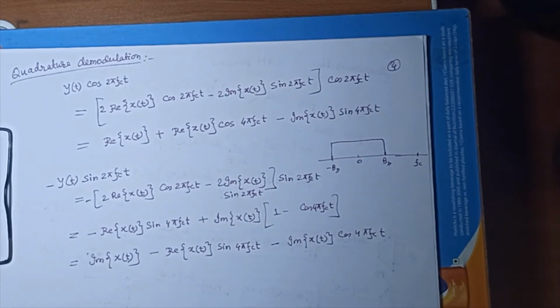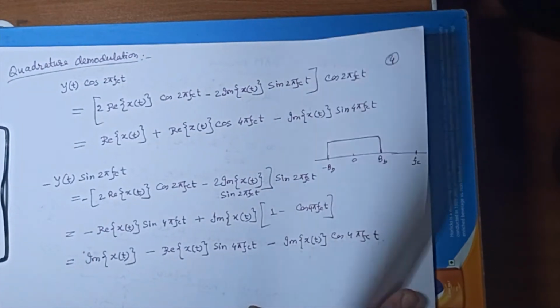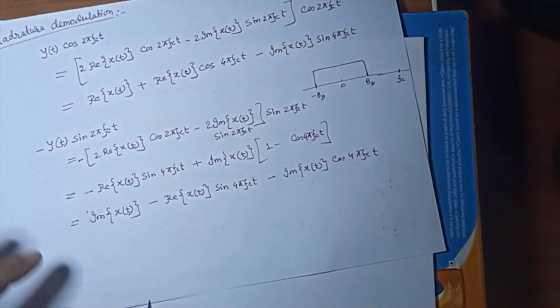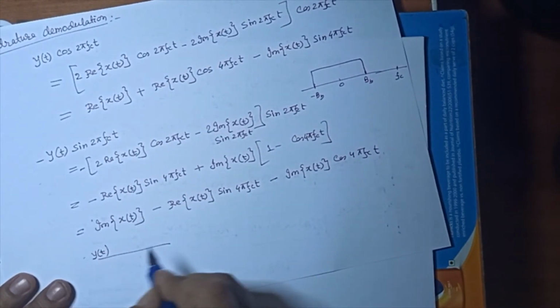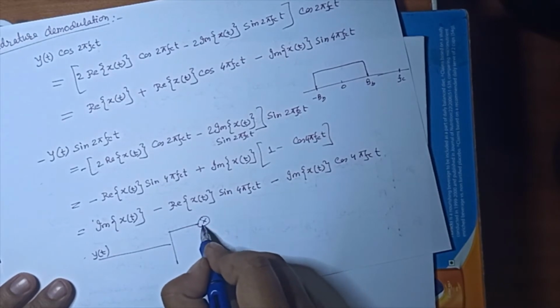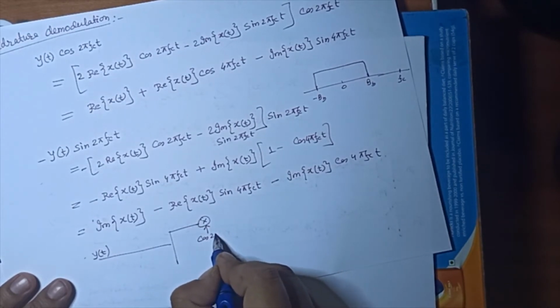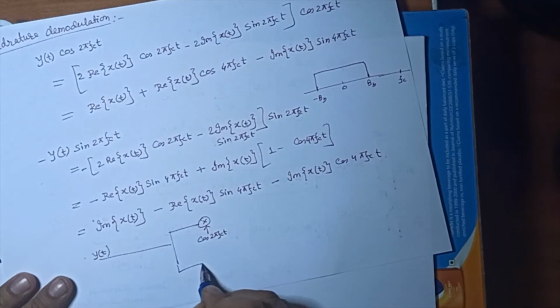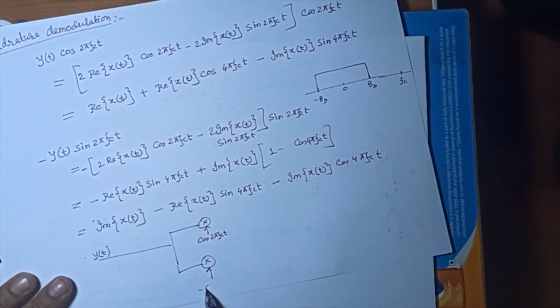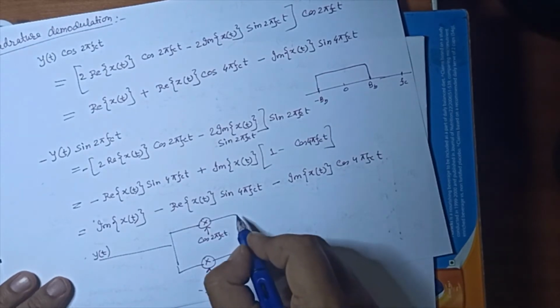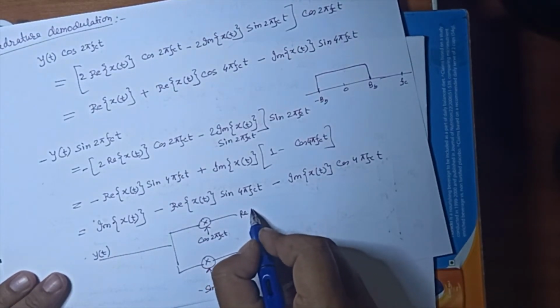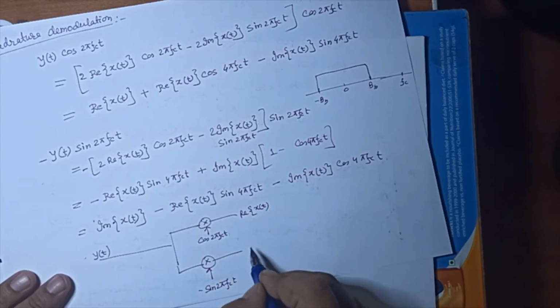After that, what is real xt? Real xt we have already written. So the drawing will be like this. You have yt, which you multiply with the quadrature carriers cos 2 pi fct and minus sine 2 pi fct. That will give you the real of xt and imaginary of xt.